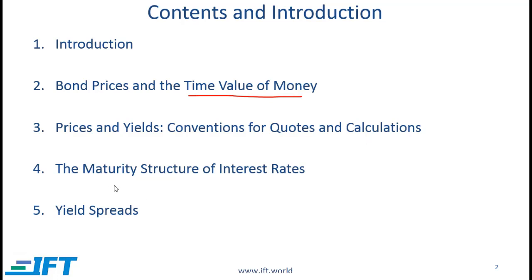Section 4 deals with the maturity structure of interest rates. Here we will talk about the spot rate curve, the yield curve, the par curve, and the forward curve. And finally, we will talk about yield spreads such as the Z spread and the option adjusted spread.